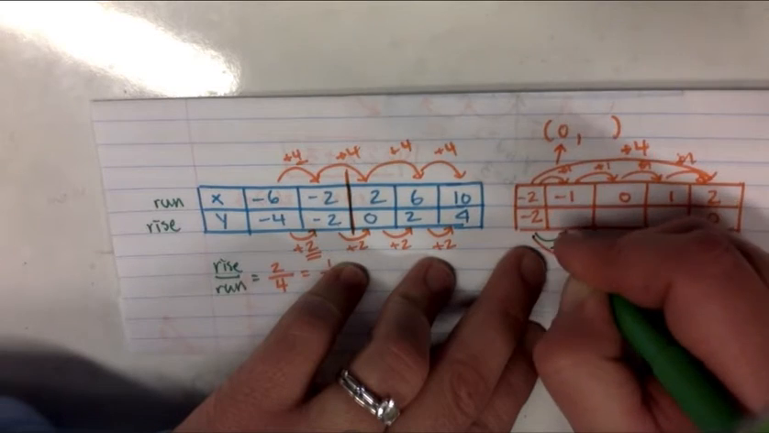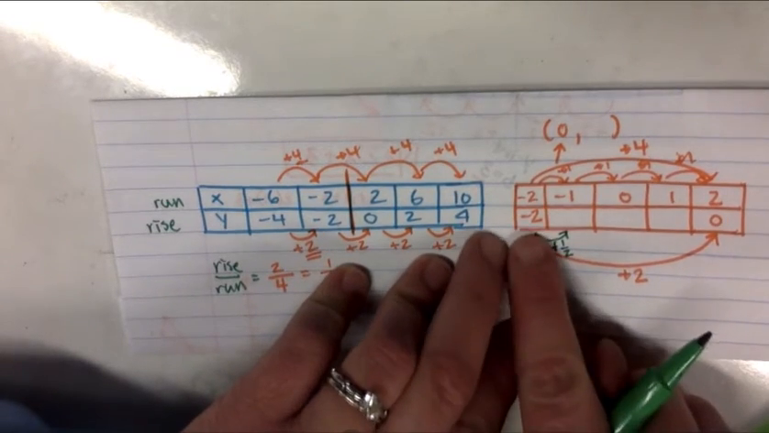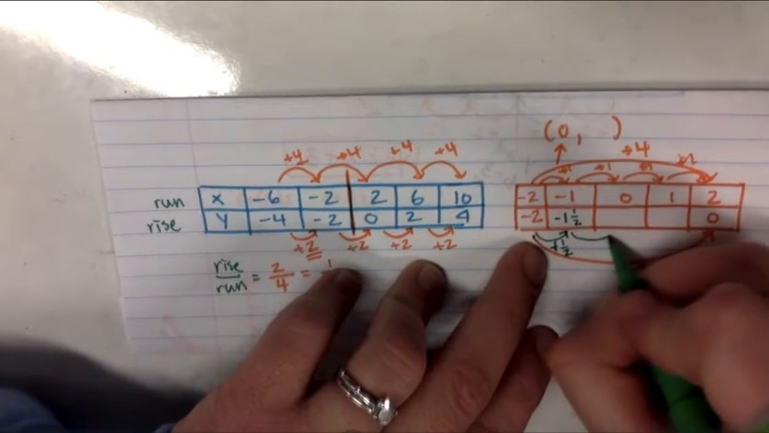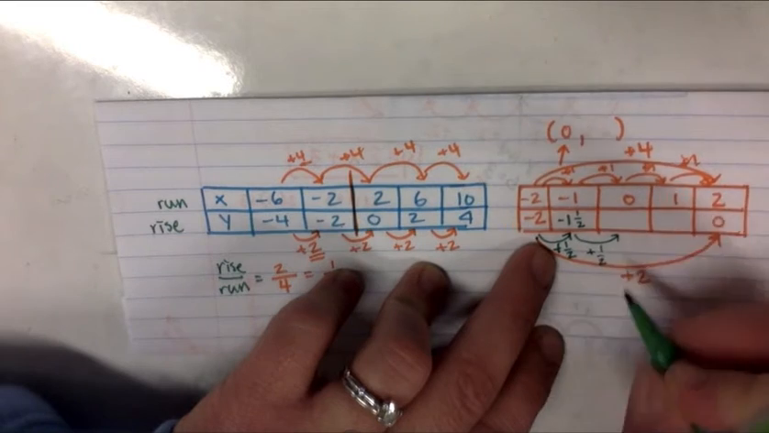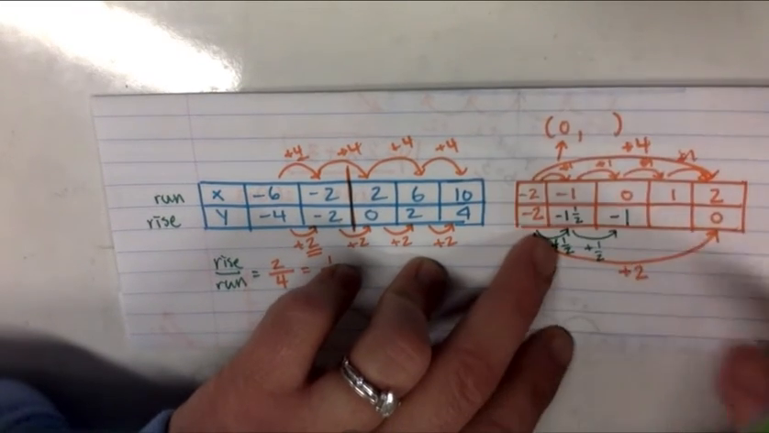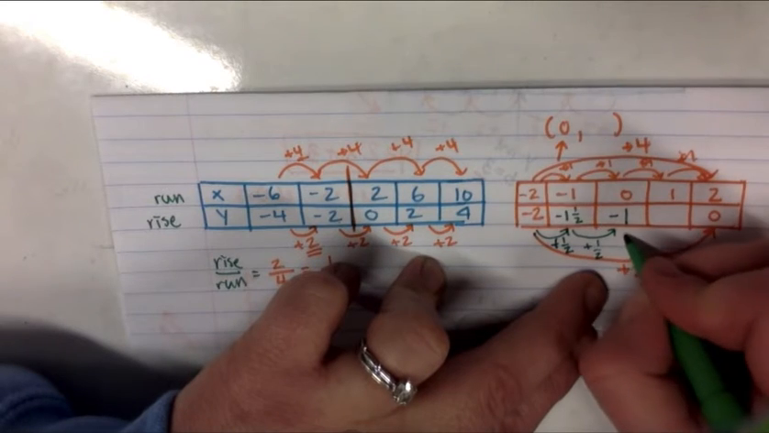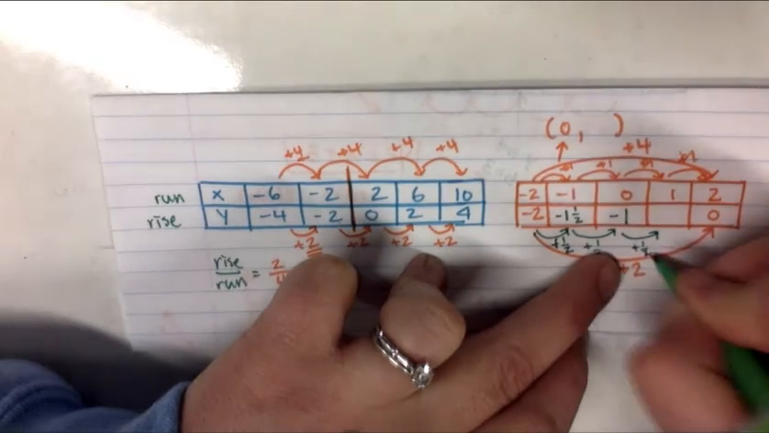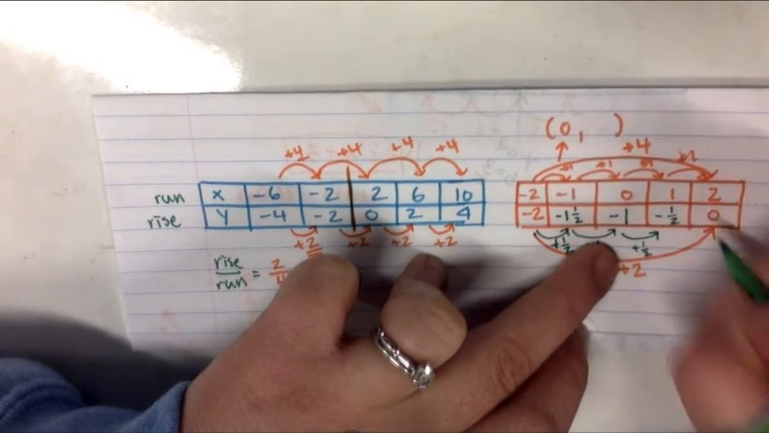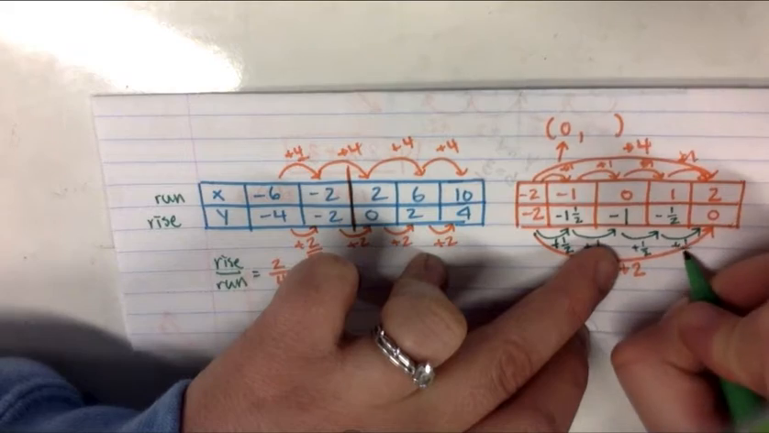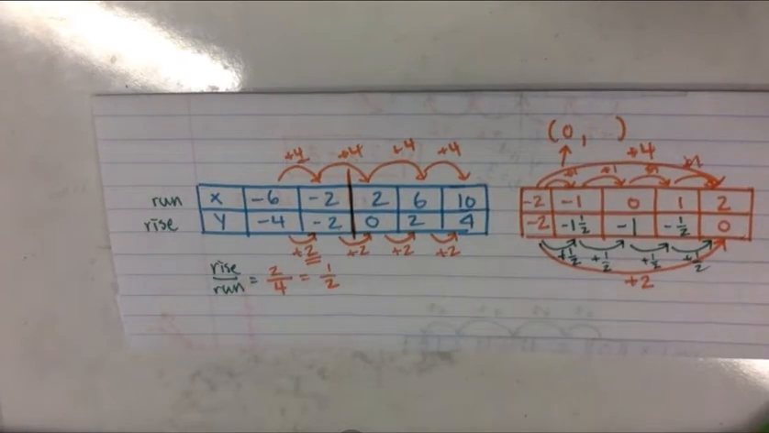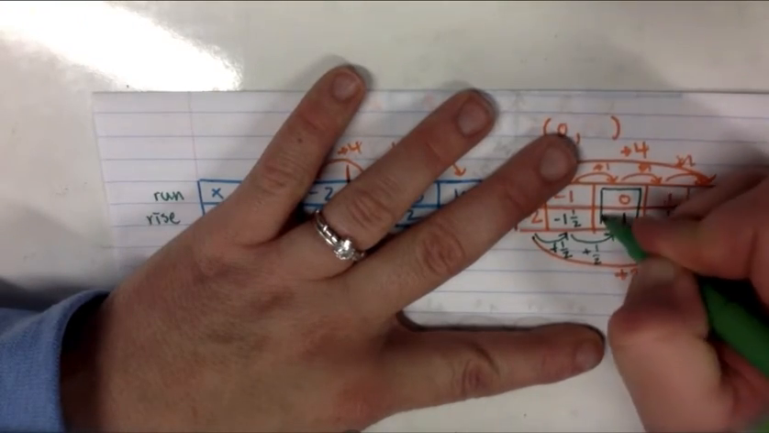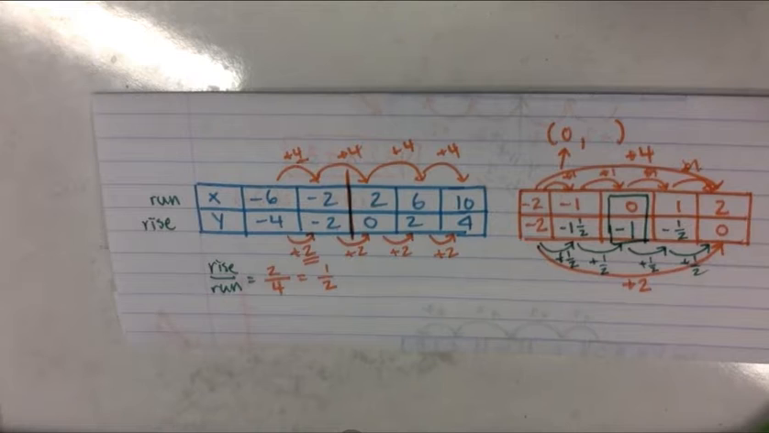Well, I'd have to add 1/2. So -2 plus 1/2 gets me -1.5. -1.5 plus 1/2 gets me -1. Now I've found my y-intercept, but let's finish up this table. -1 plus 1/2 equals -1/2, and -1/2 plus 1/2 equals 0. So now I can look at this table and I can really understand it, and I can see my y-intercept, which is now very obvious.